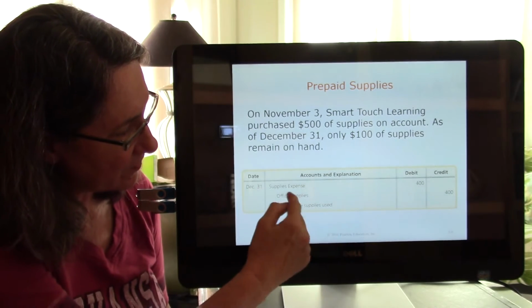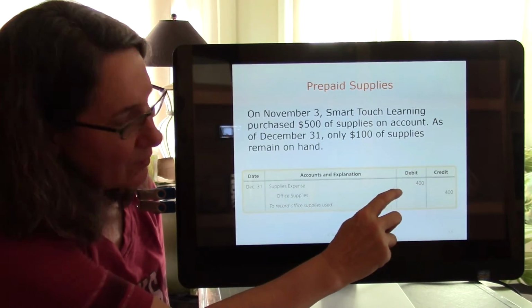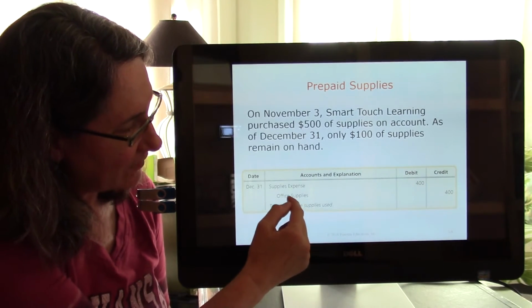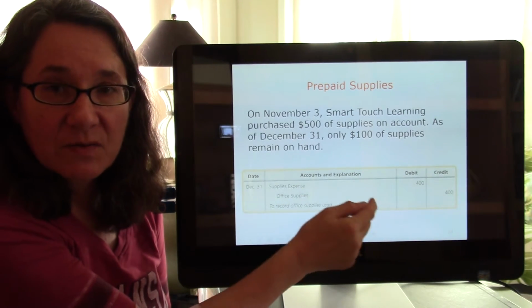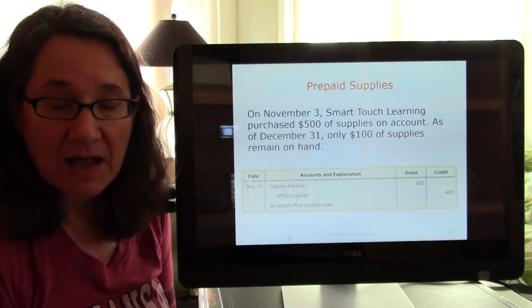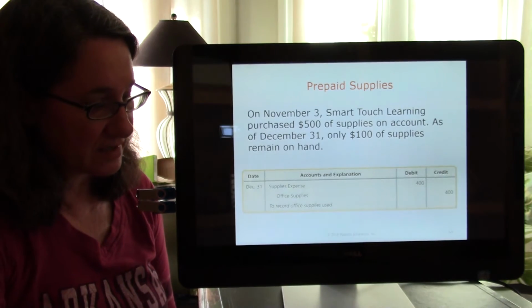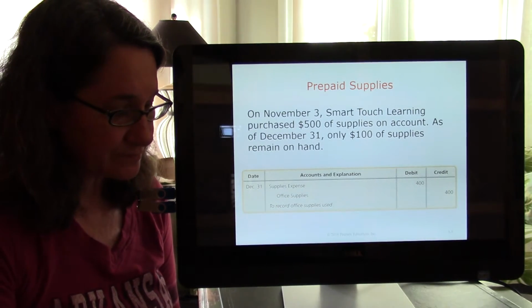So in order to increase the expense, right, we debit it. So we increase supplies expense by debiting supplies expense. And of course, we no longer have those supplies, so we have to debit the asset supplies for $400. That's all. That is just another example of that.